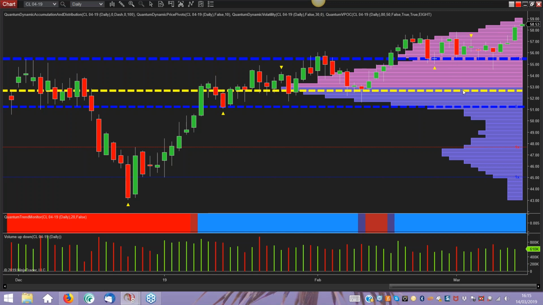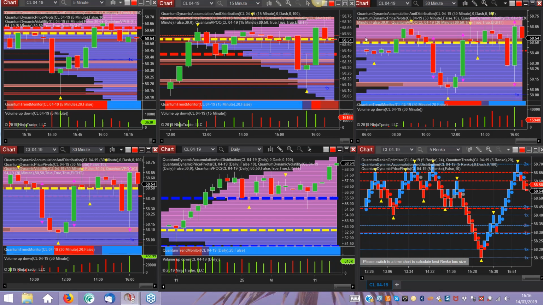You're moving well away from the volume point of control, and more importantly, you're moving up into an area where you've got very light volume, a low volume node. So a move through here should be pretty straightforward for oil, all things being equal, but of course that can change at any minute with OPEC and all the rest of it. From an intraday perspective, it's pretty much the same as for the indices. Volume point of control, volume point of control, volume point of control. Not going anywhere at the moment.